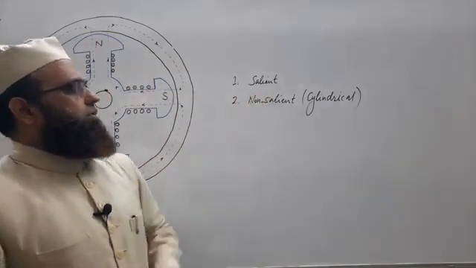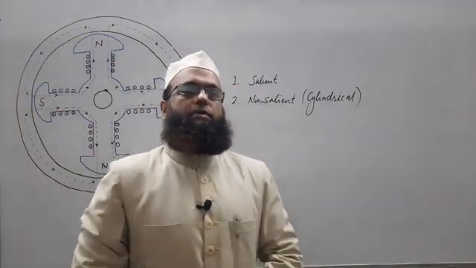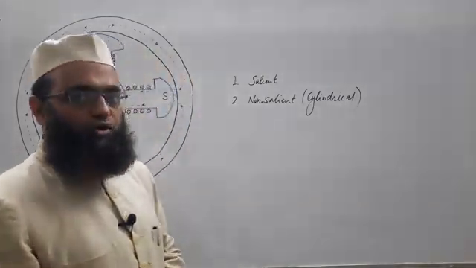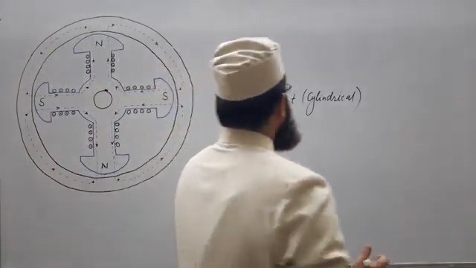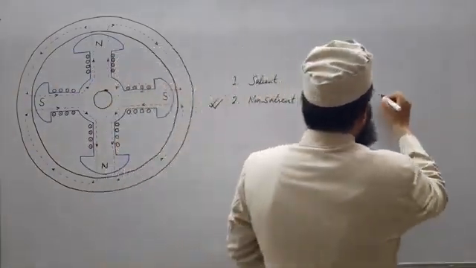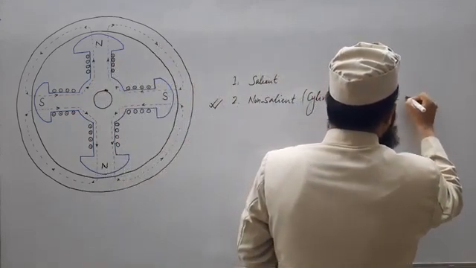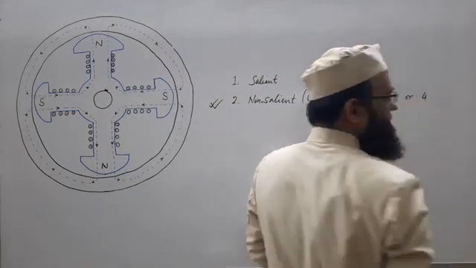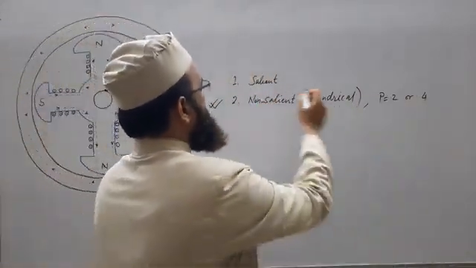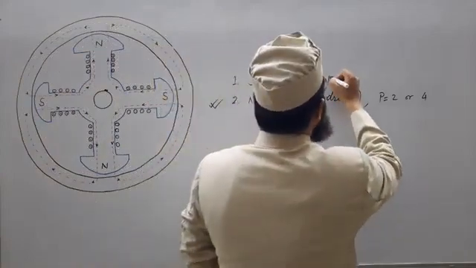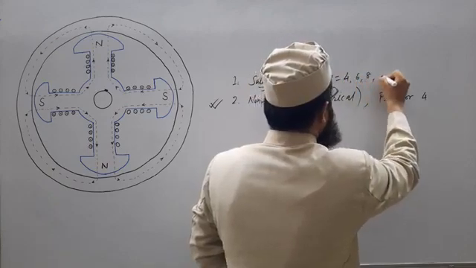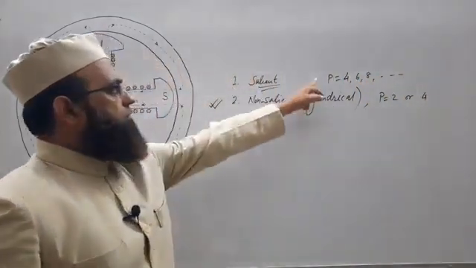So we have various types of application depending upon the requirement of speed. If we need high speed rotor, then we will use non-salient or cylindrical. Here the number of poles will be 2 or at max 4. In case of salient type rotor, the number of poles will be minimum 4, 6, 8 and so on, 4 onward.